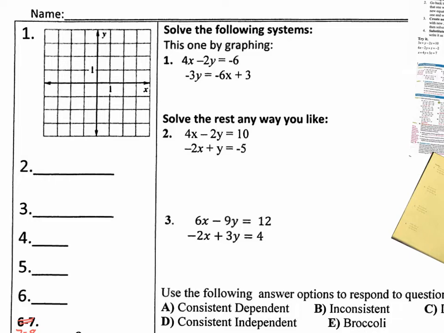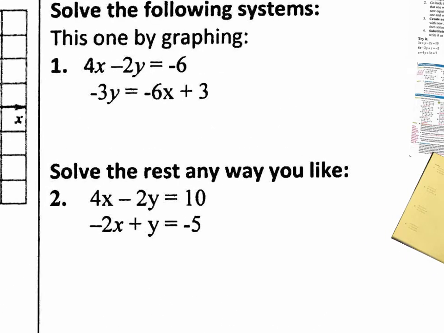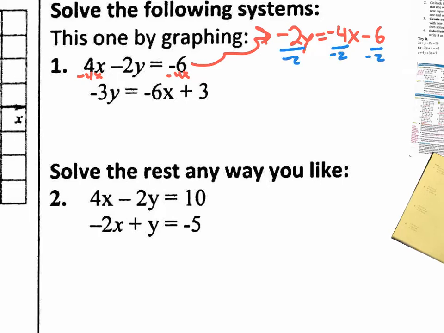So in order to graph, you need to make sure that both of them are in slope-intercept form. So that top equation, we have to rewrite this thing over here. And let's subtract 4x and subtract 4x. So our new equation is negative 2y equaling negative 4x minus 6. And then we'd have to divide everything by negative 2 to get y by itself. And we will have y equaling positive 2x plus 3.